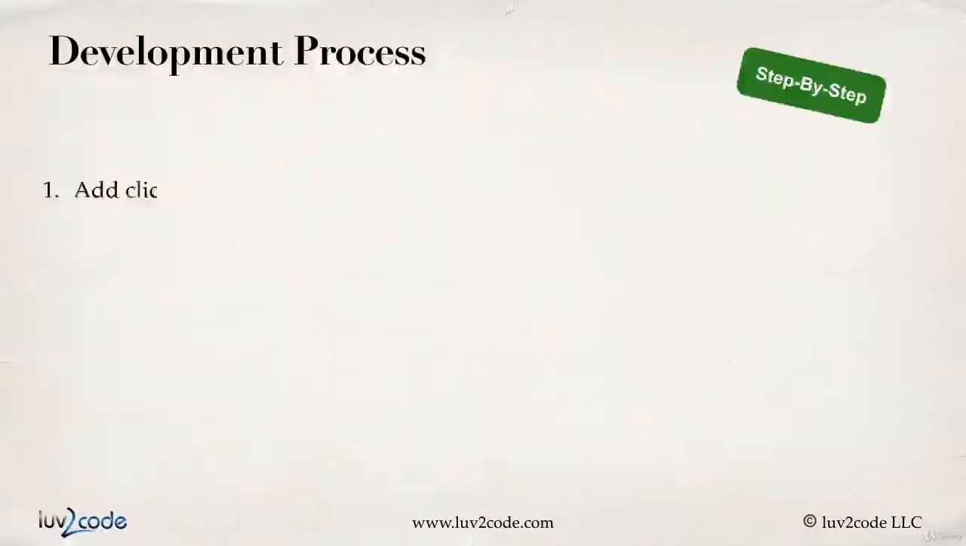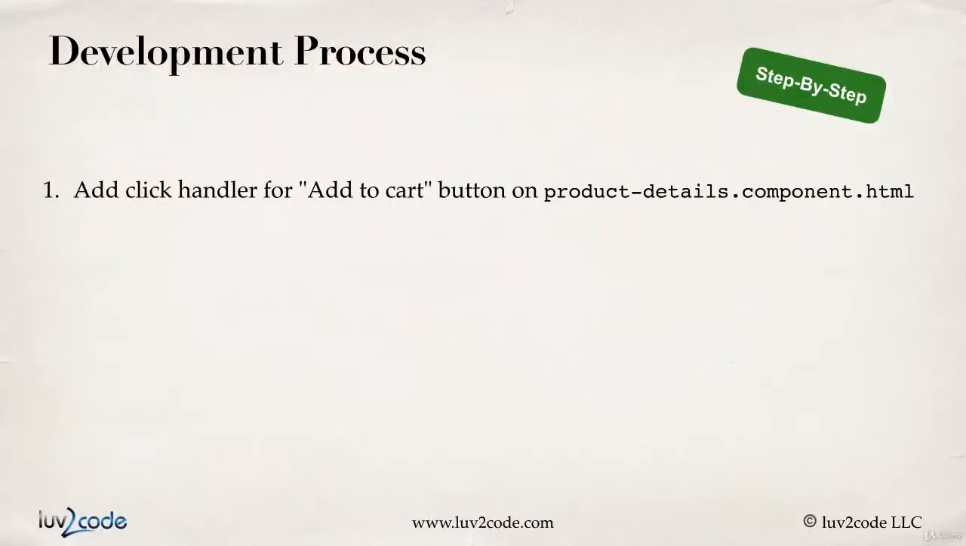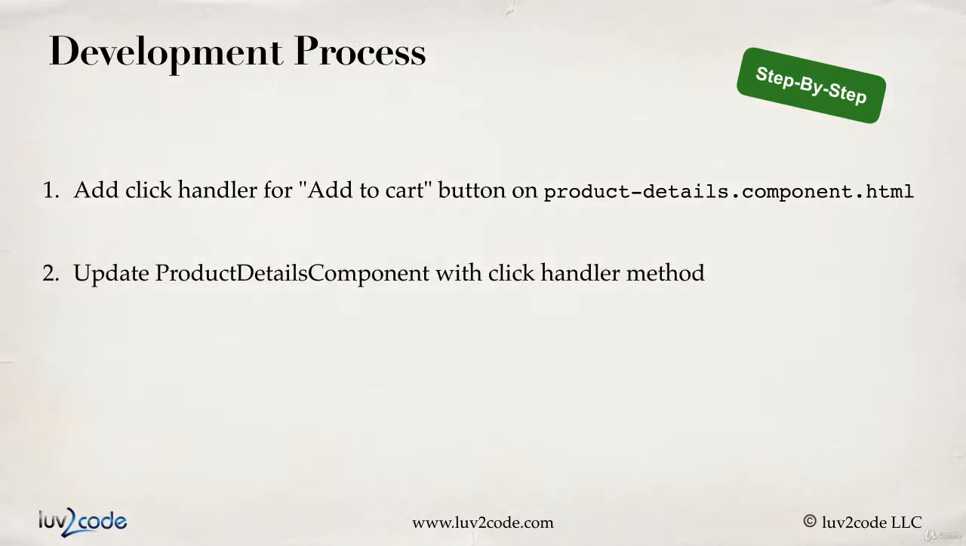So here's the development process. The first thing we'll do is add the click handler for the add to cart button on our product details component, and then we'll update our product details component with the given click handler method. A lot of the functionality will be similar to what we did before, just with a small change or a small twist.